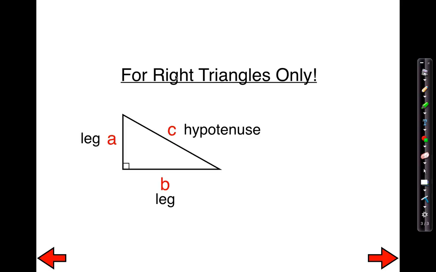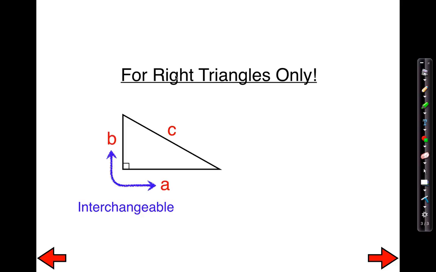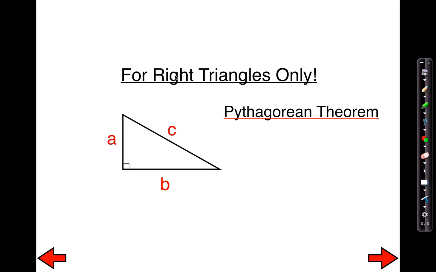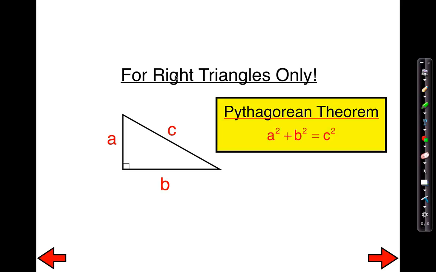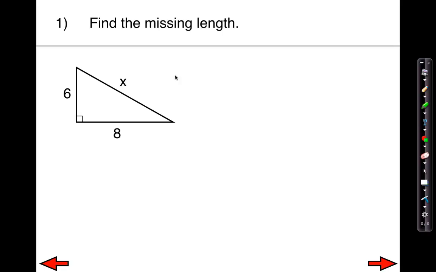Now, another thing to understand is a and b can be switched. So basically, they're interchangeable. It really doesn't matter which one's a and which one's b. Now, c cannot be changed. c is always the hypotenuse. So again, the Pythagorean theorem states that a squared plus b squared equals c squared. Again, one of the easiest formulas you'll ever have to memorize.